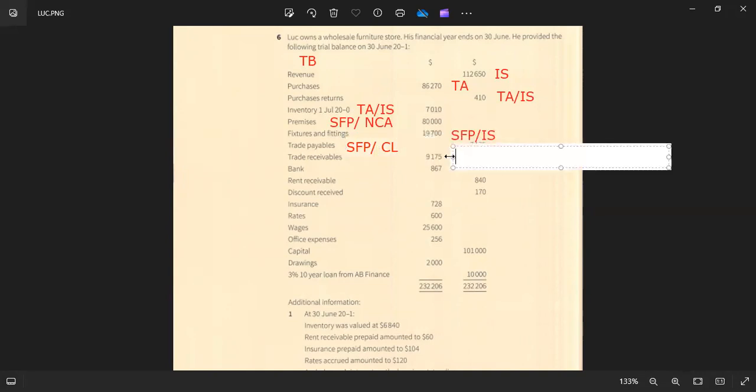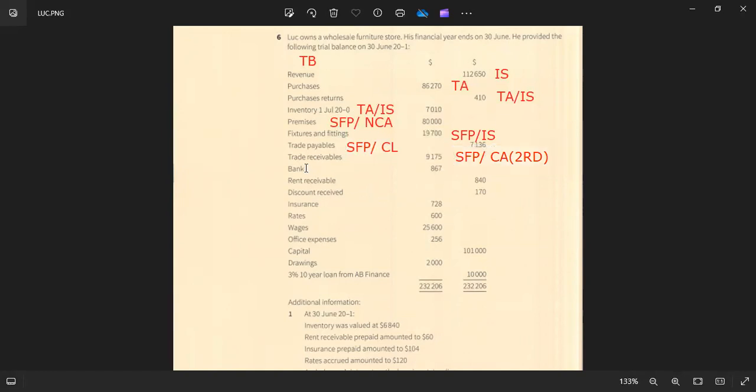This is a receivable. Most of the students make a mistake. Trade receivables is not income. This is an SFP item, and it's recorded under current assets. Let's remember this is the second item under current assets. We start with our inventory. So that is what you need to remember.